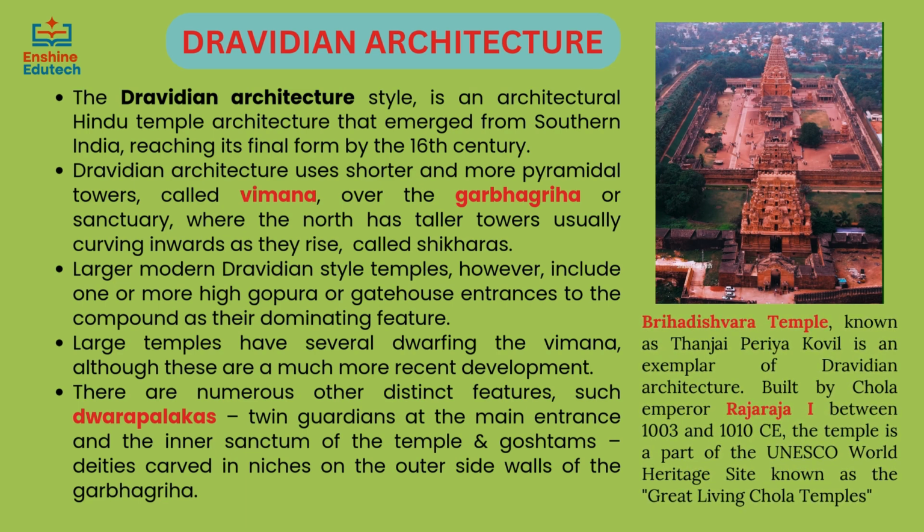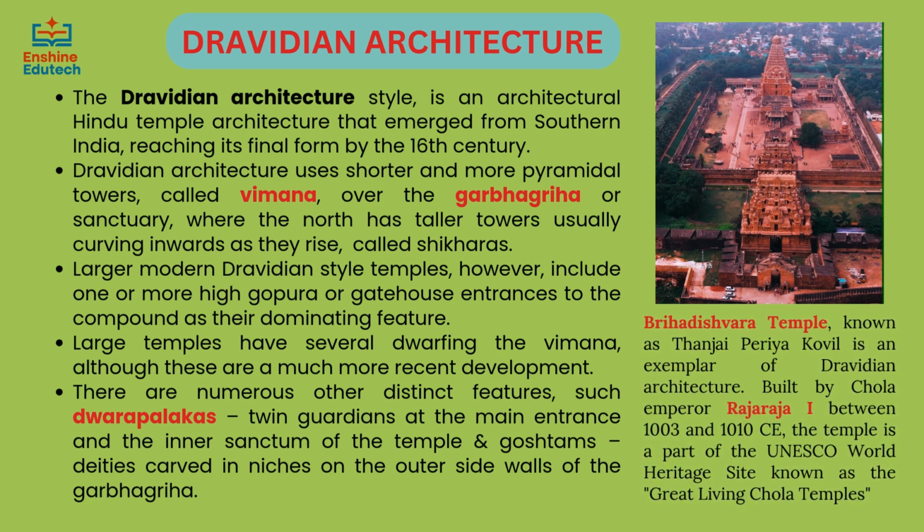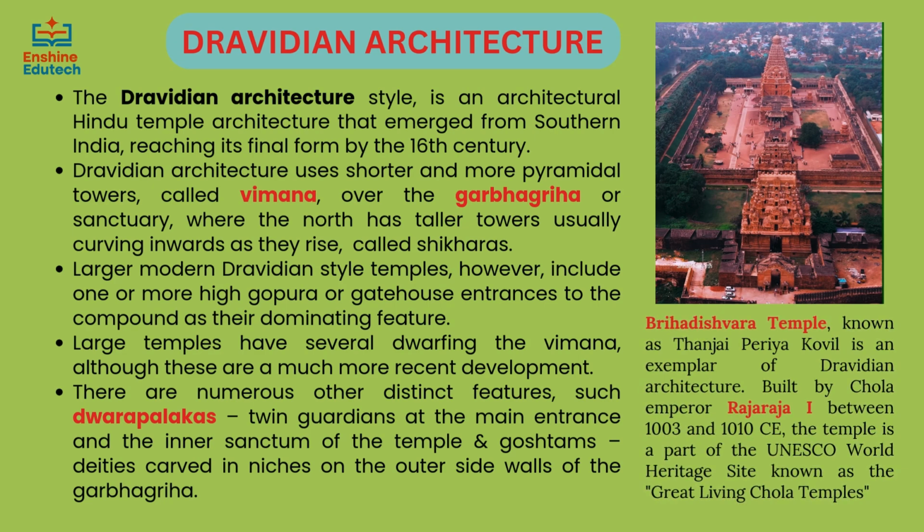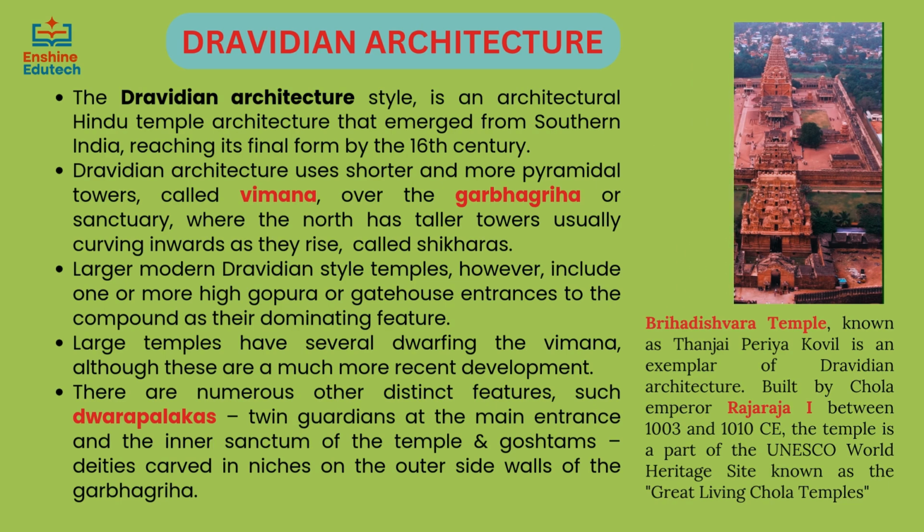Dravidian architecture style emerged from southern India, reaching its final form by the 16th century. Dravidian architecture uses shorter and more pyramidal towers, called vamana, over the garbhagriha. Modern Dravidian-style temples, however, include one or more high gopura or gatehouse entrances to the compound as their dominating feature.